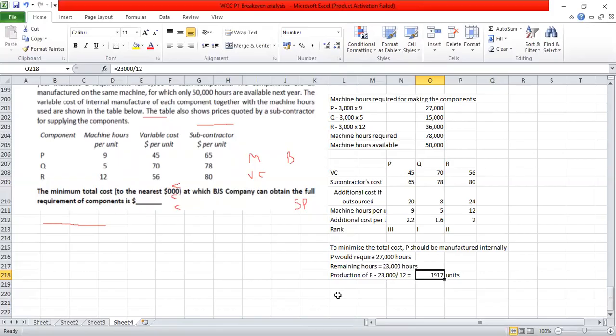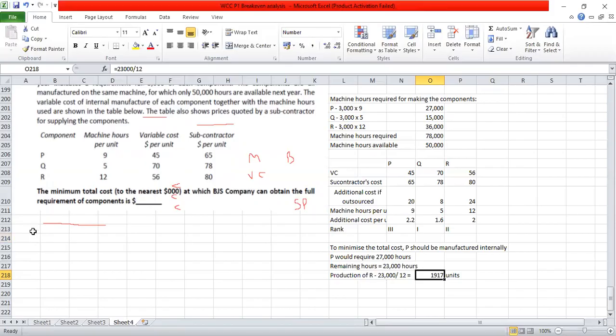What are we asked? The minimum total cost. Total cost only has to be calculated. So the units which will be manufactured for P are 3,000 units. 3,000 units of P will be produced. 1,917 units of R will be manufactured. Then the remaining requirement, 3,000 units of each of the components is required. So we need to find out what's the total cost.